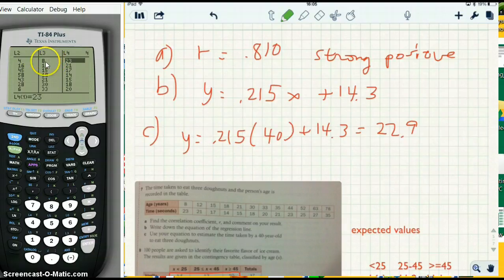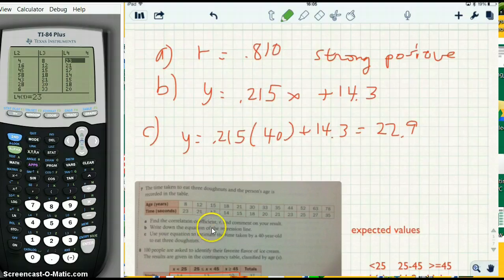So L3 starts out with 8, 12, 15. You can see I've already put in the data. 8, 12, 15. The second row is 23, 21, 17. So you can see that I'm already putting these data into these two rows. Find the correlation coefficient R and comment on any results.